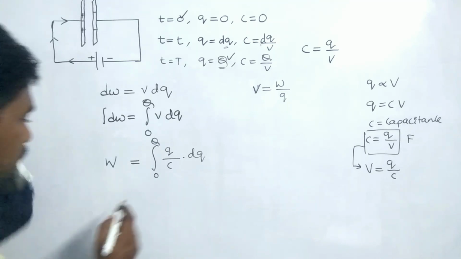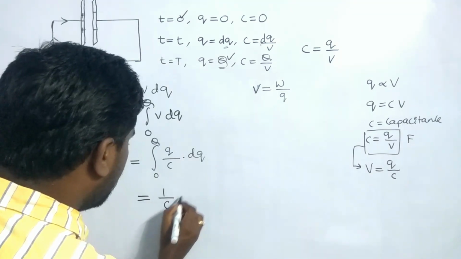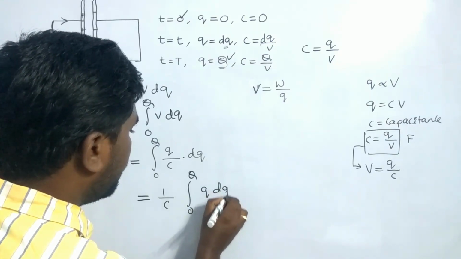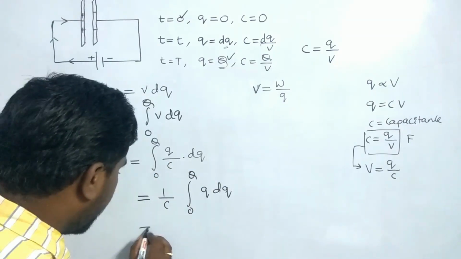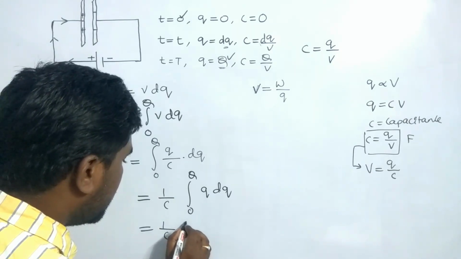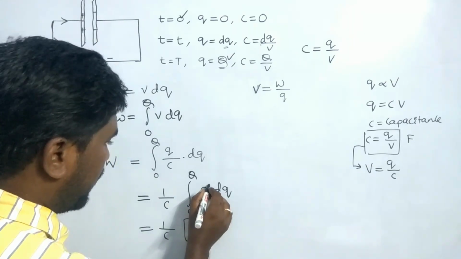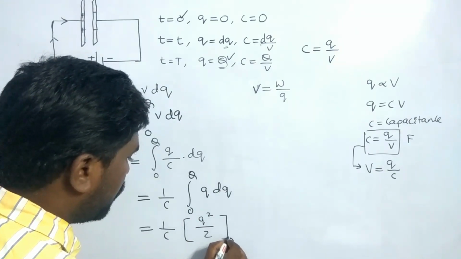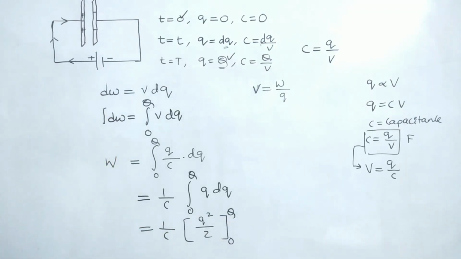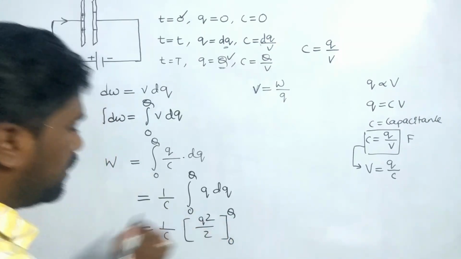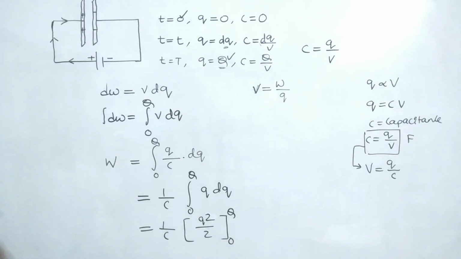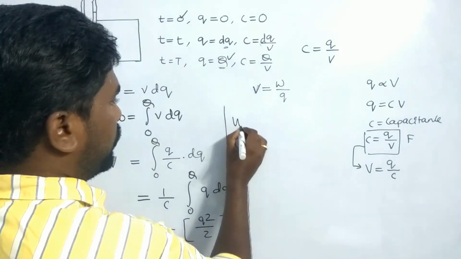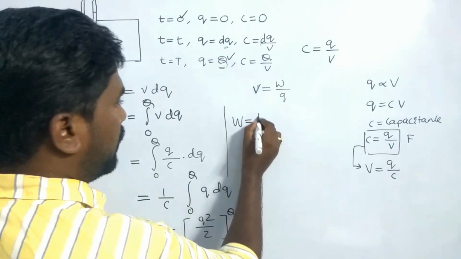Let us integrate here: it is 1 by C times the integral from 0 to q of q dq, which can be written as 1 by C times q square by 2, with limits 0 and q. Now we have to apply the limits, upper limit minus lower limit. So this is the W value. W is equal to 1 by C.